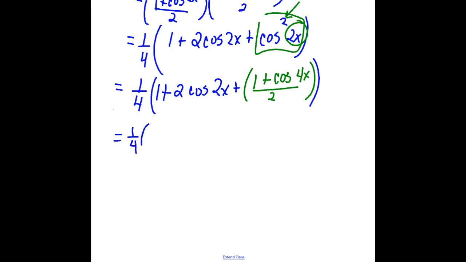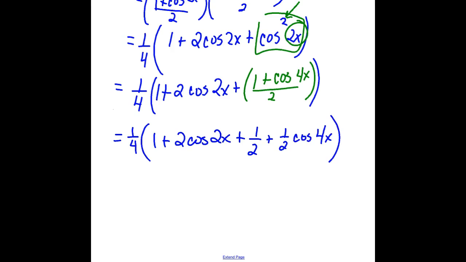We have a 1/4 still out front. We have 1 plus 2 cosine of 2x plus what? What is all this mess? 1/2 plus 1/2 cosine 4x. I'm just dividing here. The 1 divided by 2 gives me the half, and the cosine 4x divided by 2 gives me half of cosine 4x. Okay, I'm just splitting these two parts apart. Okay.